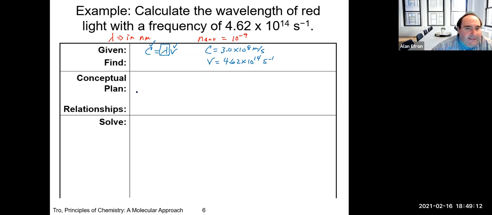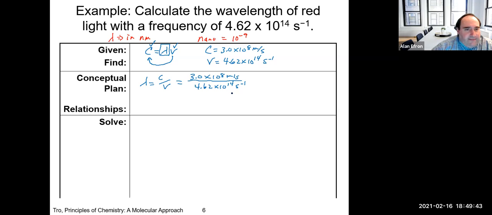So if we did that, the wavelength would equal c divided by the frequency, bringing the frequency to the other side and dividing. That would give us 3 times 10 to the 8 meters per second up on top, divided by 4.62 times 10 to the 14 reciprocal seconds.